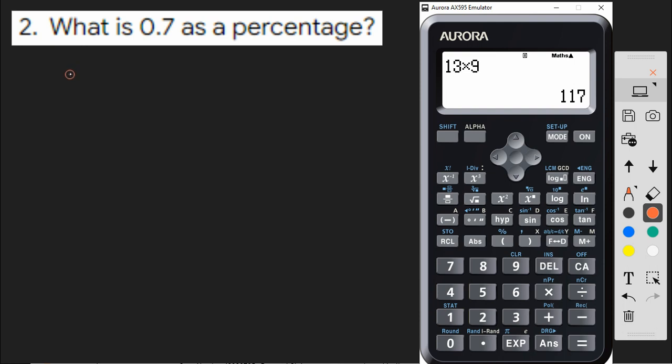Okay, now questions 2, 3 and 4 are all covering this topic: fractions, decimals, percentages. And this is one of our key topics to make sure that we have mastered. So what we're being asked here is to write this decimal, so we're going from a decimal to a percentage.